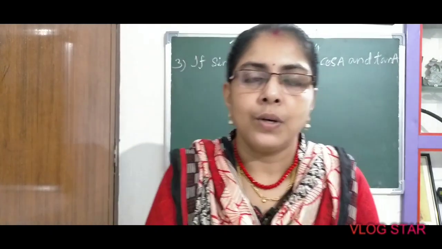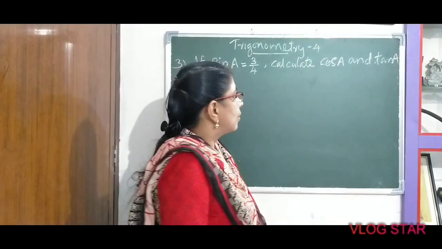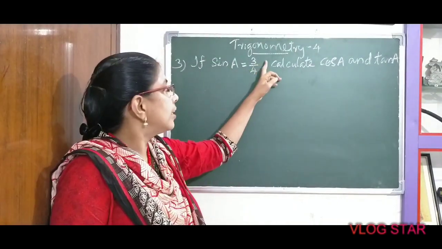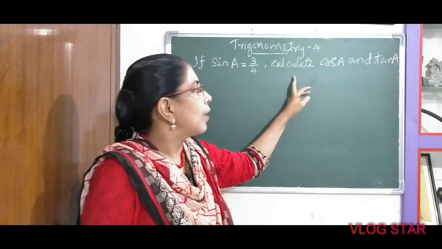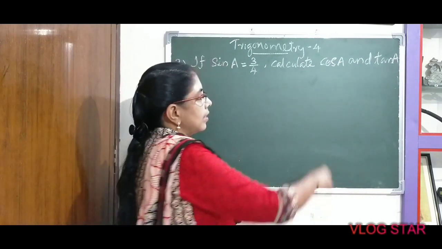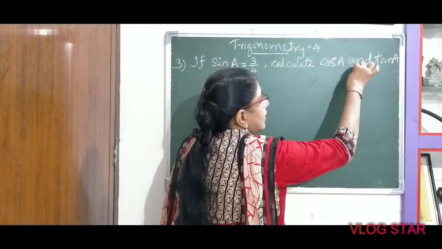Today we are continuing exercise 8.1, question number 3. Now let's start. Question number 3 states that if sin A is equal to 3 upon 4, then calculate cos A and tan A. Then draw a right triangle.